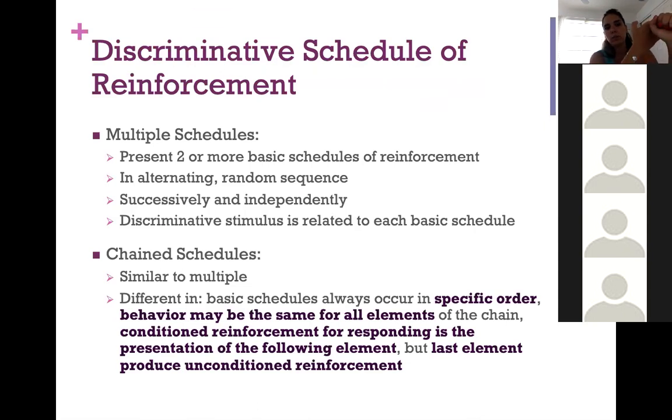Now, chain schedule. It is very similar to multiple schedule, but the difference is that basic schedules always occur in a specific order. Who can give me an example of a chain schedule of reinforcement, when you see a specific order? Pumping gas. Okay. How is it chained? Because you have to complete like 2 or 3 different steps before getting reinforced, like putting gas in your car. Correct. You have to insert your card, you have to type your zip code or whatever, like exactly.